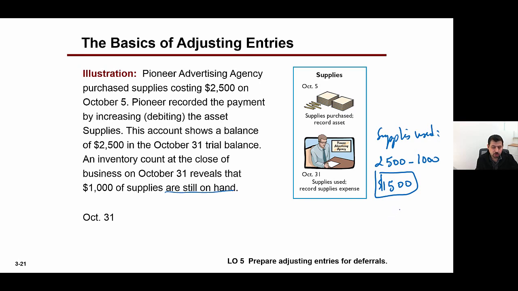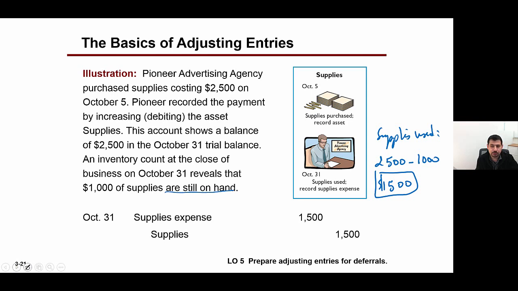As a result, we need to increase the expenses, supplies expense, by 1,500. So we debit supplies expense 1,500 and the asset account supplies decreased by $1,500. As a result, we credited supplies $1,500, and that would be the adjusting entry.